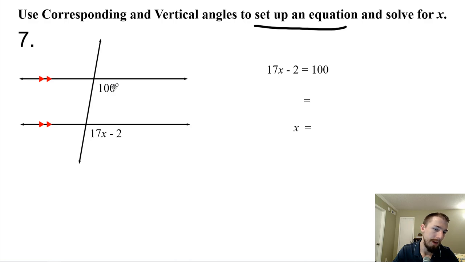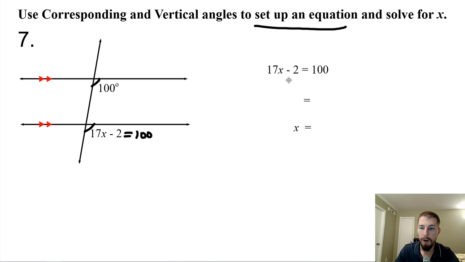All right, so here we have 100 on the bottom right, and then on the bottom right across the parallel line, going down the transversal, is the 17x minus 2. So since these are both corresponding angles, they have to be equal to each other. So that means 17x minus 2 has to be equal to 100. So we can set up our equation. Go ahead and rewrite that over here on the right of the problem.